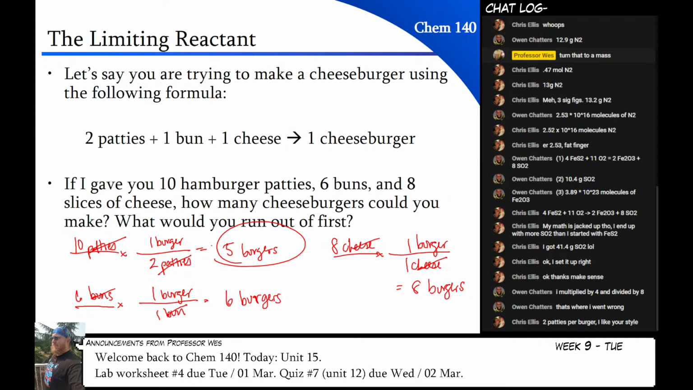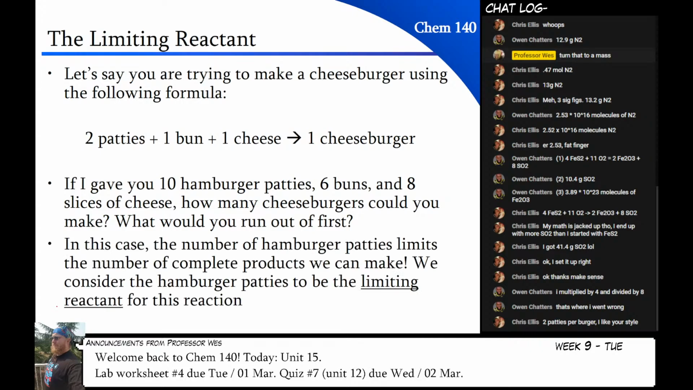Now, the way to determine the correct amount of product to make is to just do the problem for all of the reactants that you have. And when you get to the end of the problem, whichever result is smaller, that's the answer. That's how much is made. So in this case, I would have made 5 burgers and I would just ignore these other results because I can't make 6 or 8 burgers. I run out of other stuff. So that's the concept behind the limiting reactant.